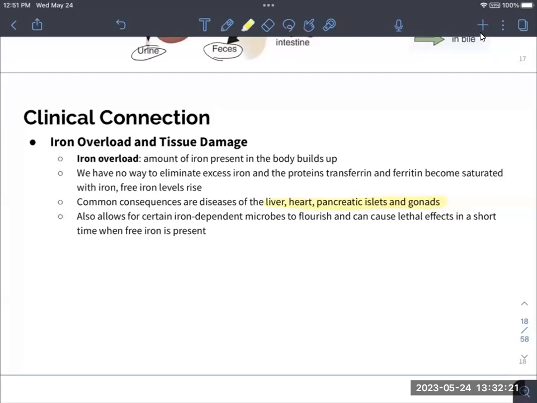It can also cause those microbes that live in your intestines to flourish. Many more of them grow. And it can actually have lethal effects, because we need to keep a certain level of those bacteria in our system. If they start to grow out of control, it can cause a lot of different problems.